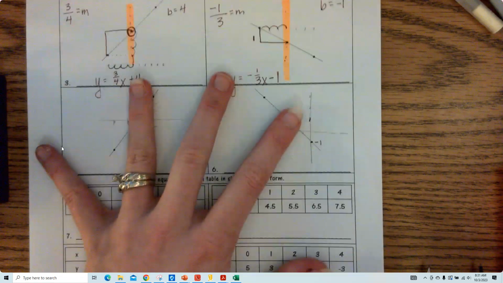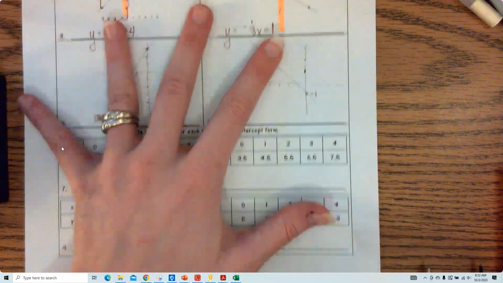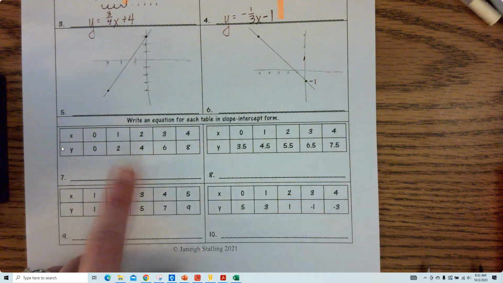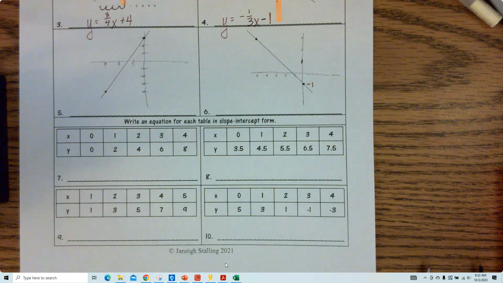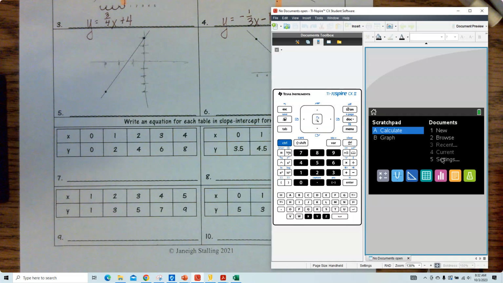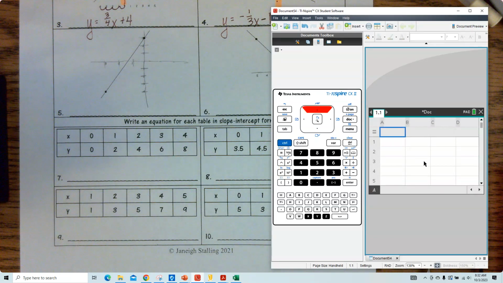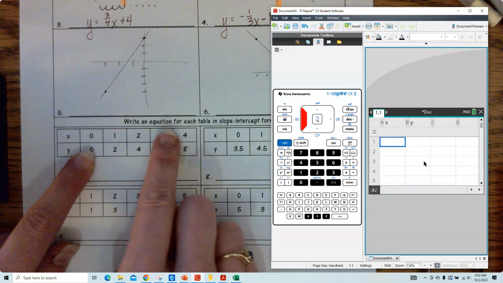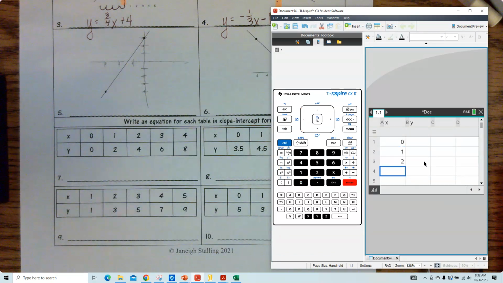Okay, so from a table now. I'm going to do both of those. All right, number 7. We can use linear regression. So I'm going to start fresh. I X out, I don't save. Don't go to home, X out. So brand new list in spreadsheets. We put an X next to the A. We put a Y next to the B. And then we type our X's in. 0, 1, 2, 3, 4.